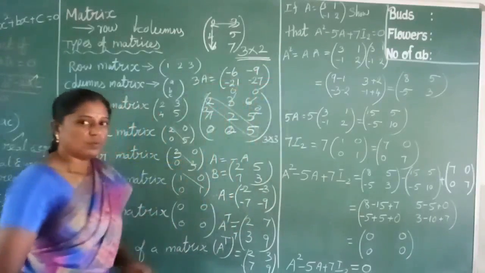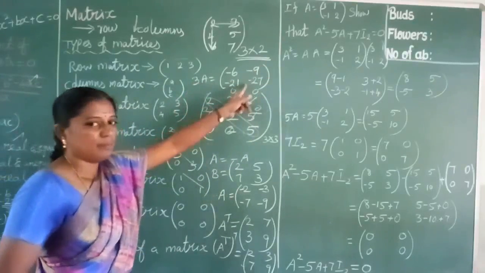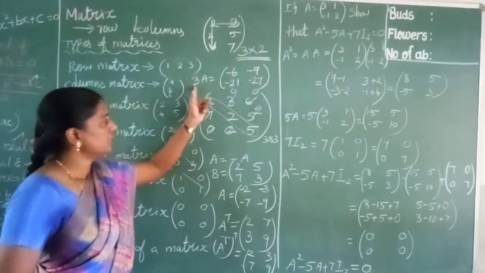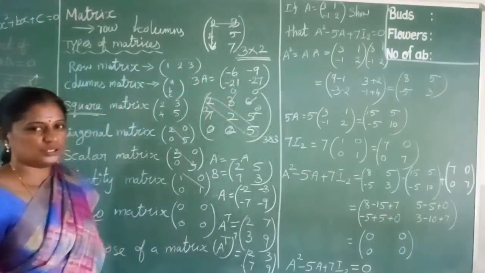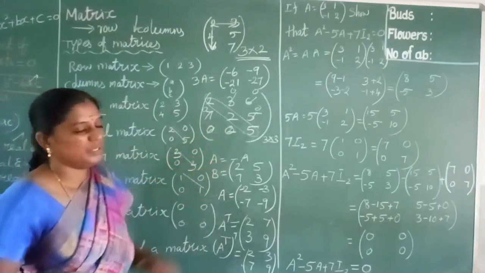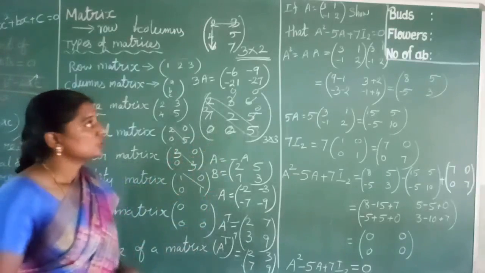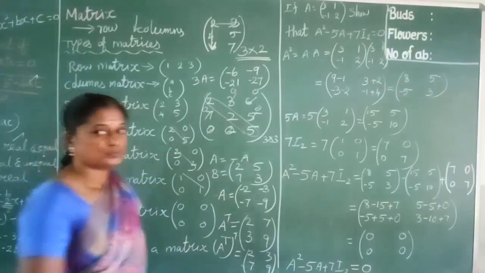It is one number multiplied by the given matrix, so 3A means 3 multiplied by each element. This type of question is a 2 mark question. Next, matrix multiplication is a 5 mark question, so we discuss one problem.